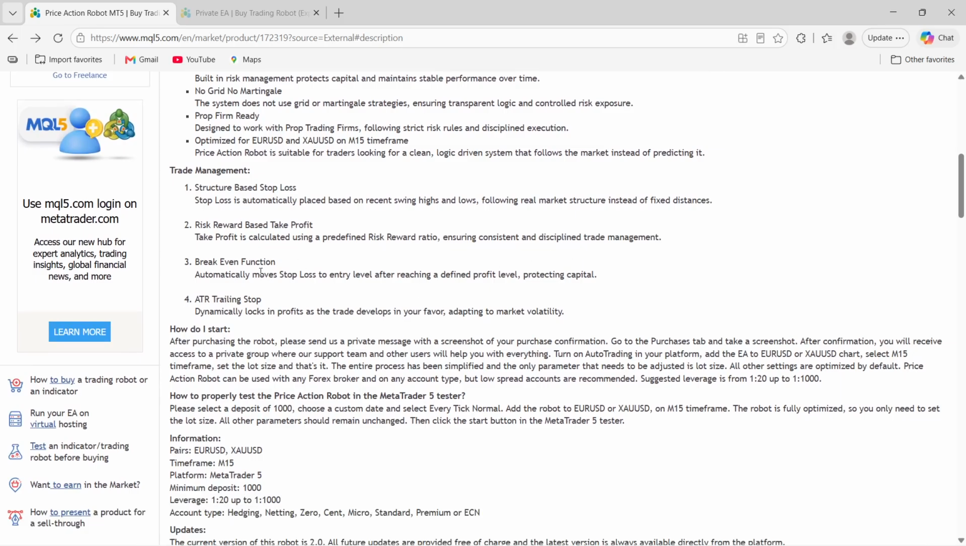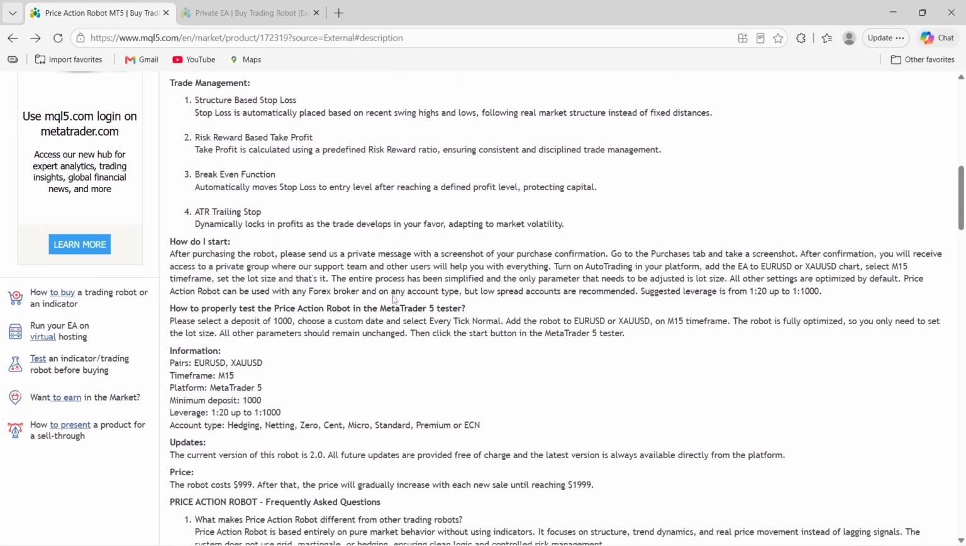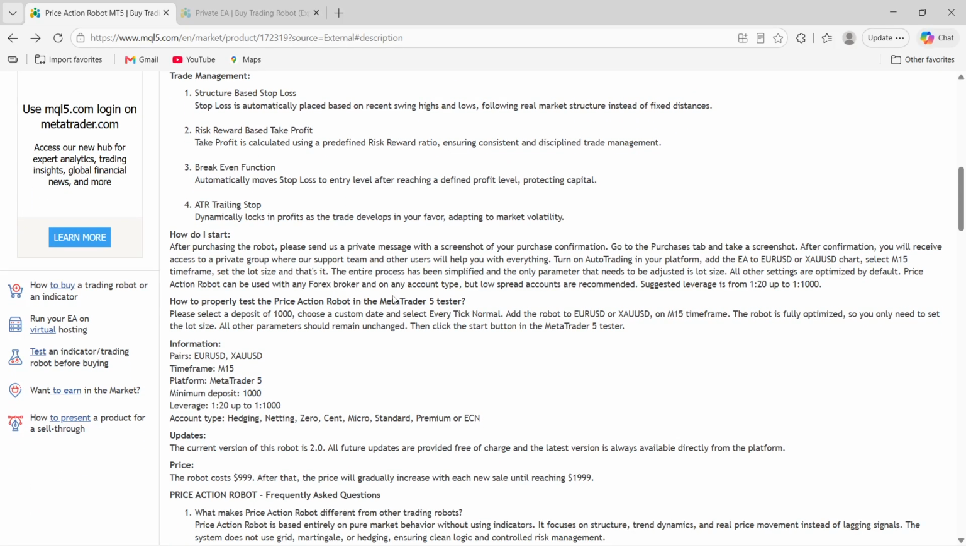We have the break-even function, which automatically moves stop loss to entry level after reaching a defined profit level, protecting capital. And we have the ATR trailing stop, which dynamically locks in profits as the trade develops in your favor, adapting to market volatility. All right, so we have all that.